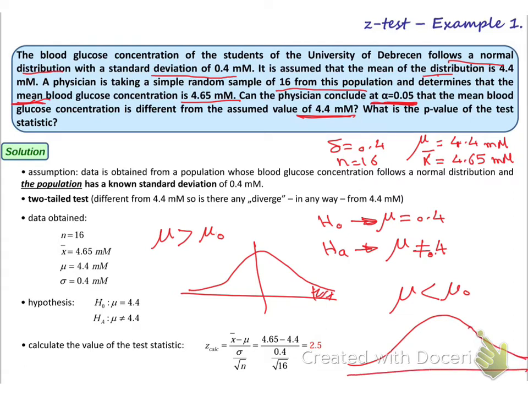This means I'm moving to the right. So assume mu naught is here, so I'll be moving to the right. So the rejection zone will be to the right, okay? So what if mu is not equaling mu naught?